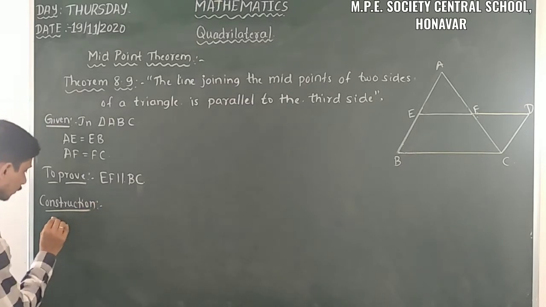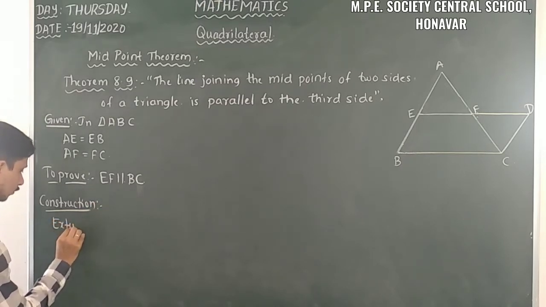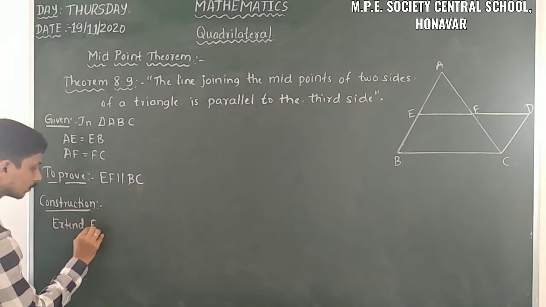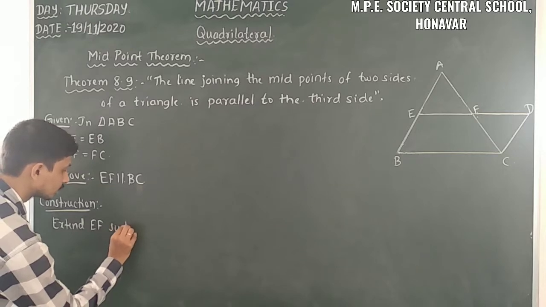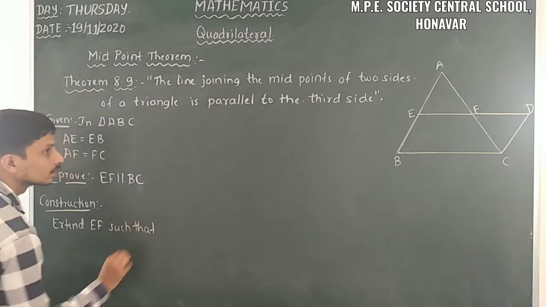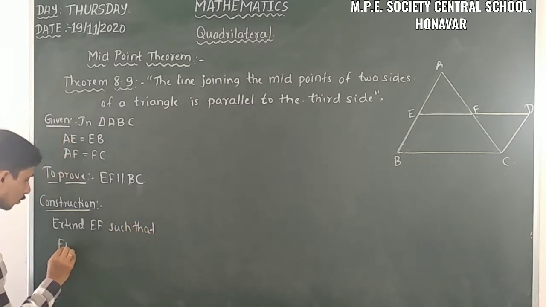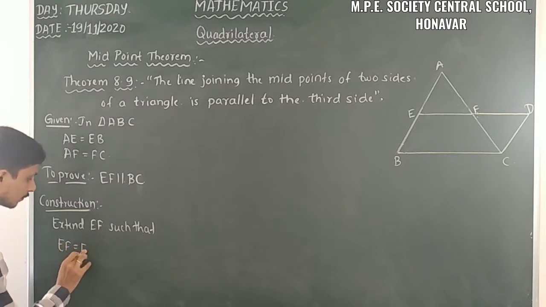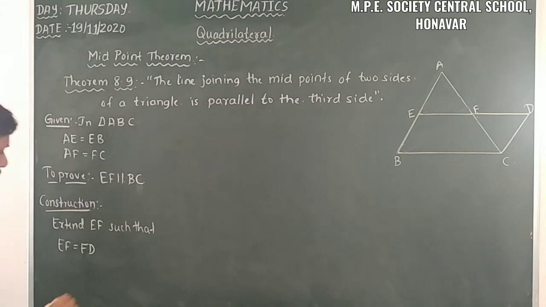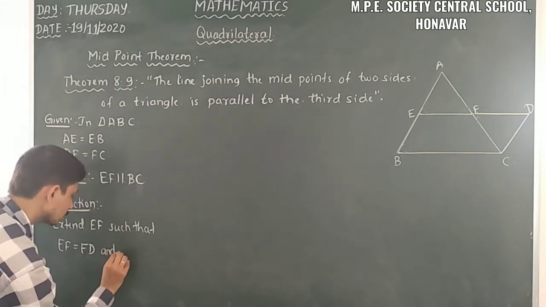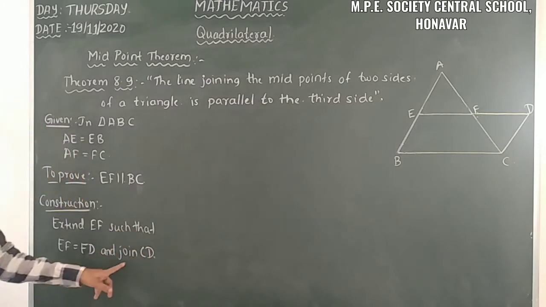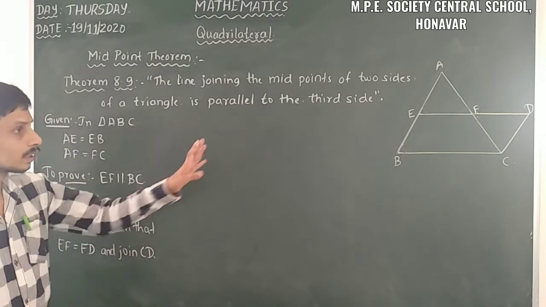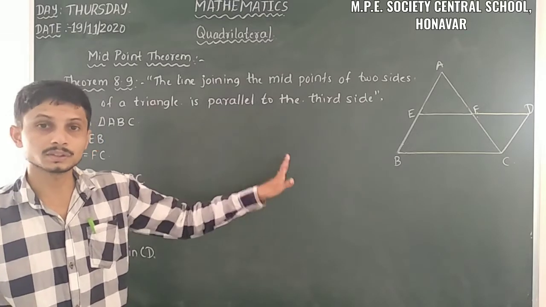Extend EF such that EF is equal to FD, and join CD. So here it's a construction, so it is well needed.